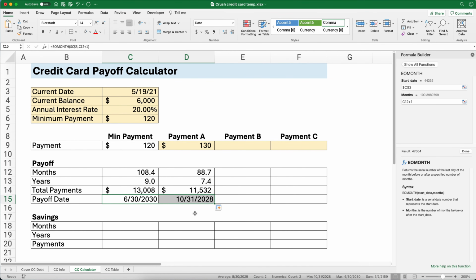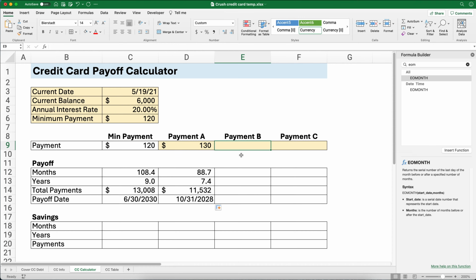Now, I want you to see what happens here. If we just make $10 payment more each month, just $10 more from $120 to $130, we're going to save about a year and a half, right? So instead of being June of 2030, it'll be October of 2028, about a year and a half savings.